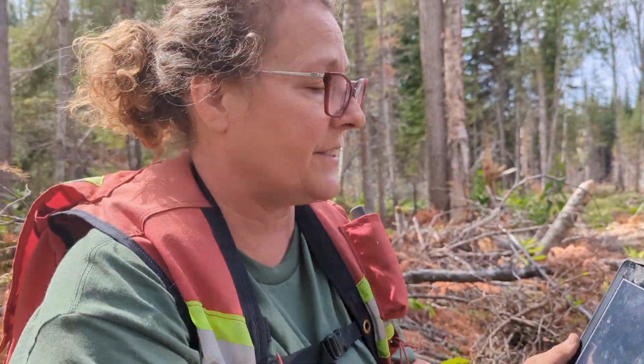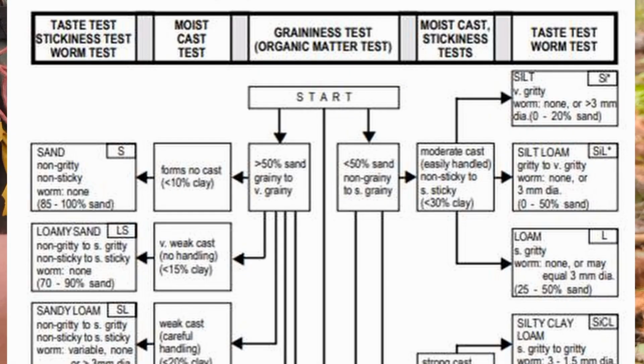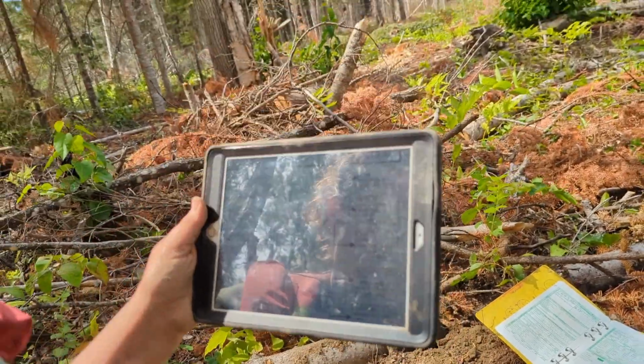But you could also run the test here where you start less than 50%, yes. Moderate cast, easily non-sticky to slightly sticky. It's not even that, it's like a really weak cast, but let's say moderate cast. Okay. So there's silt, very gritty, nope. Silt loam, gritty to very gritty, and I wouldn't say strong cast. So it's not a silty clay loam. It's not really making much of a cast. It's not ribboning. So it is a silty loam. So that confirms it using that table.